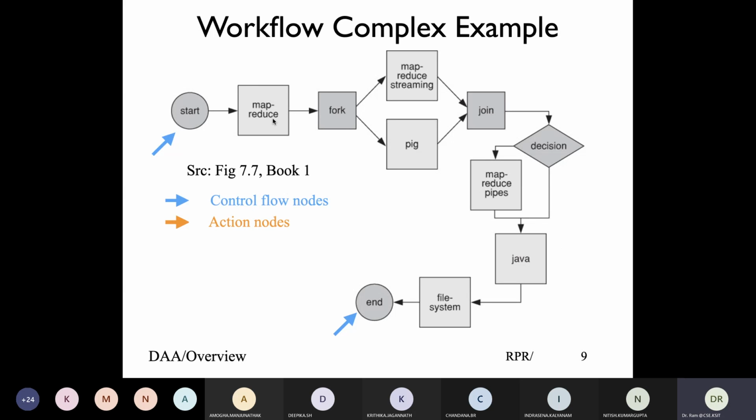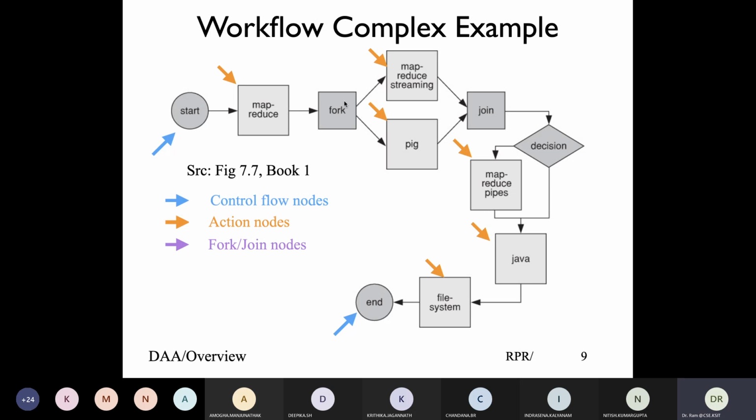MapReduce, we are doing MapReduce work. We are running streaming. We are doing a Pig. We are running MapReduce pipes, or even a Java program. It could be HDFS command lines, writing to the file system. So all these are basically action nodes. Next category is fork join nodes.